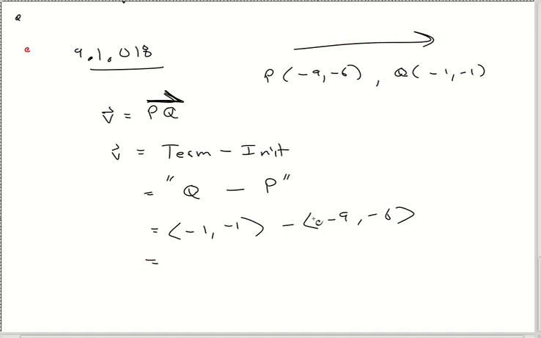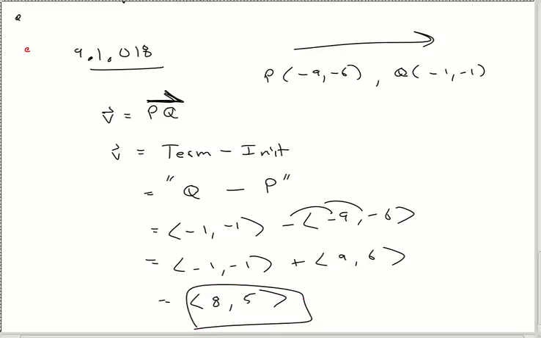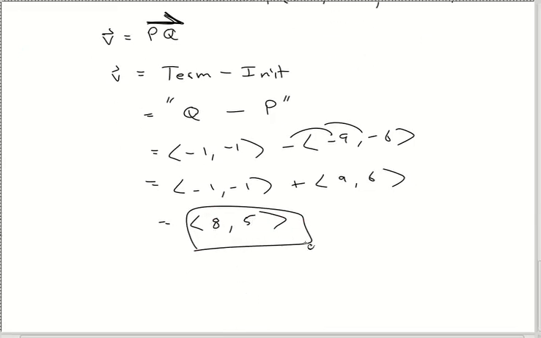This negative sign I would distribute first. I won't be doing every basic thing like that every time, but you get the idea. -1 and the 9 make an 8. -1 and the 6 make a 5. And there's your answer.